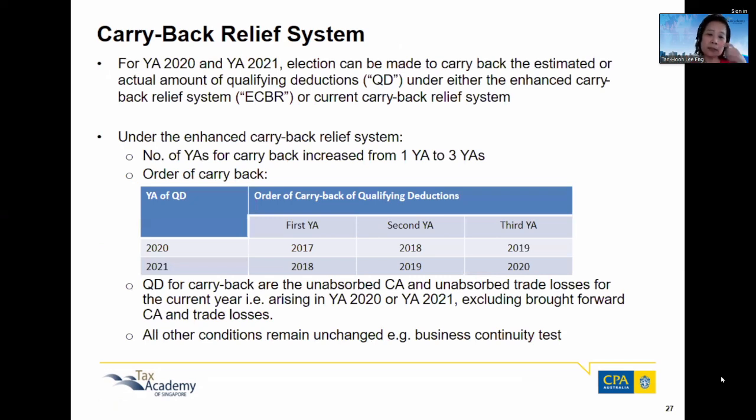Okay, carry back relief, this is more for your information because for the YA 2021 and the YA 2020, we have such a thing as enhanced. Enhanced means increased from 1 year carry back to the immediate one, you can carry back 3 YA. Okay, so the order of the carryback is stated down there, but this is past already. 2020, 2021. Now 2023, only carry back 1. Okay, so for your information.